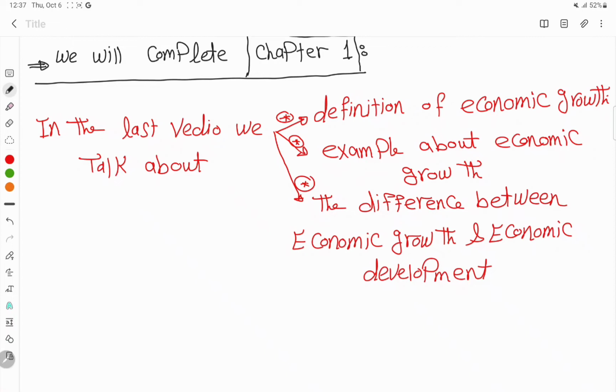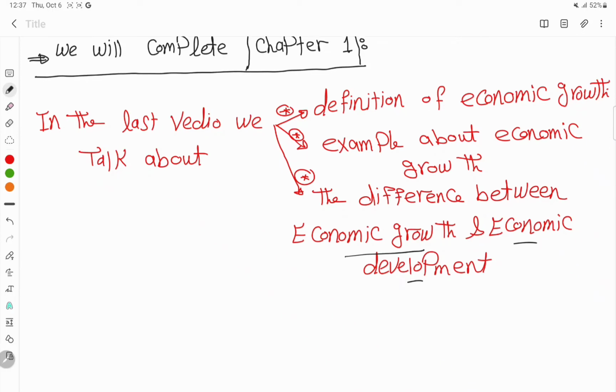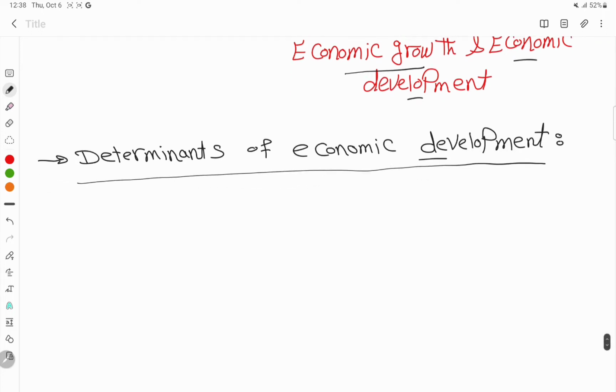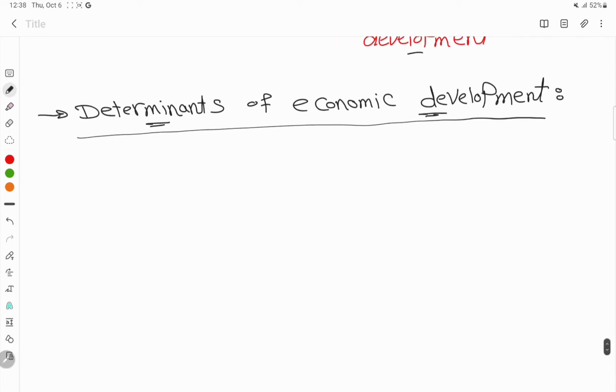In the last video we talked about a definition of economic growth, an example about economic growth, and then the difference between economic growth and economic development. So in this session we will complete chapter 1 and we will start with the determinants of economic development. For achieving economic development, we must know the determinants of economic development.